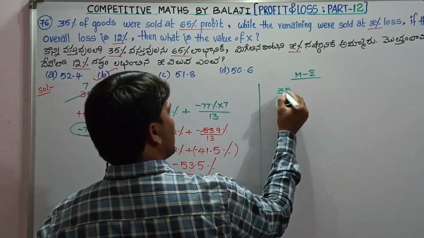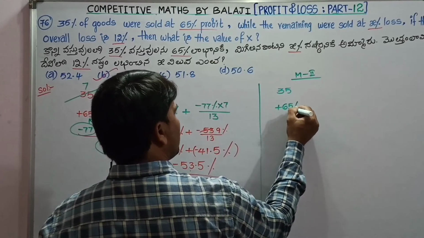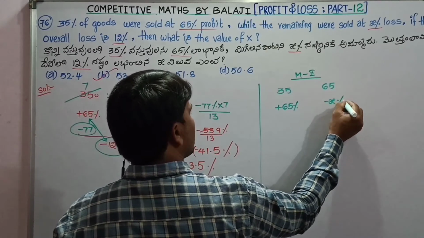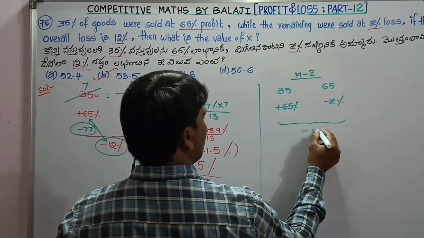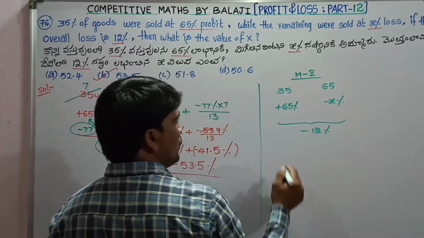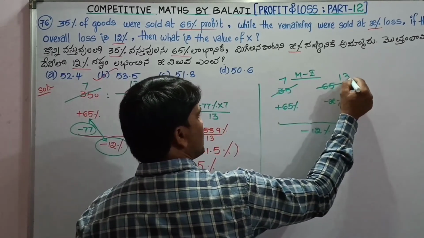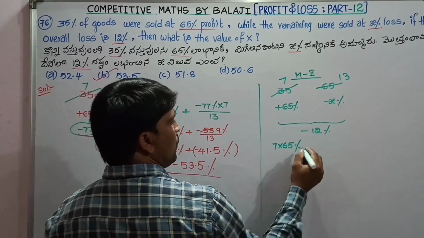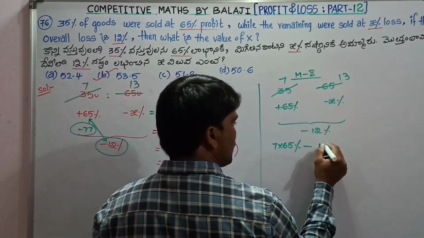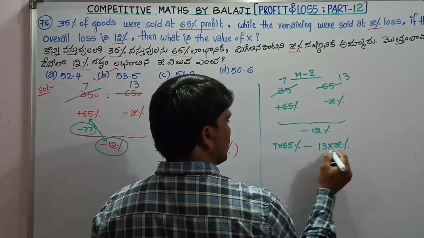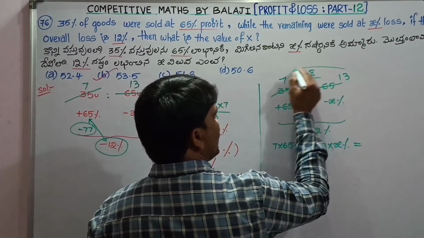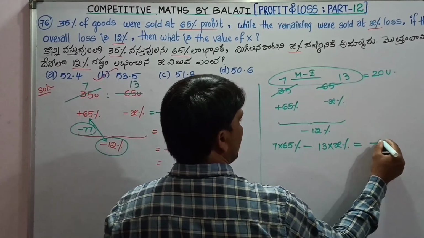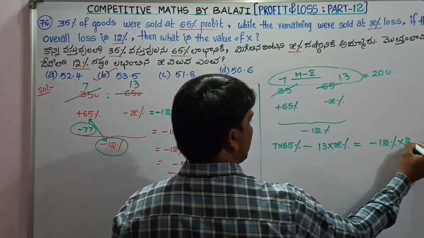35 units of goods are sold at 65% profit. The remaining 65 units are sold at X% loss, and the overall loss is 12%. So 5 sevens are 35, 5 13s are 65. 7 into 65 minus 13 into X%, which is equal to the overall units, total units are 20 units. So the total is 12% loss on the remaining 20 units.